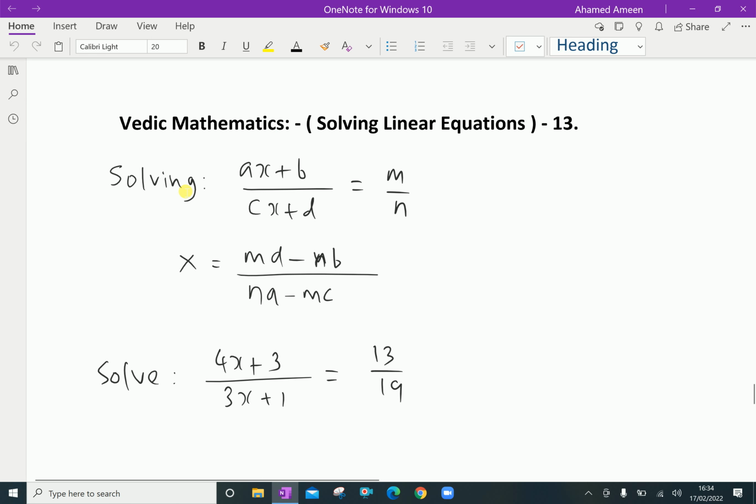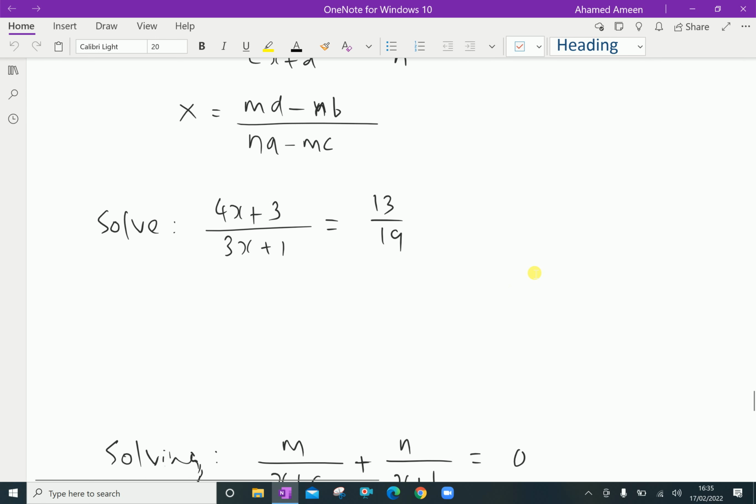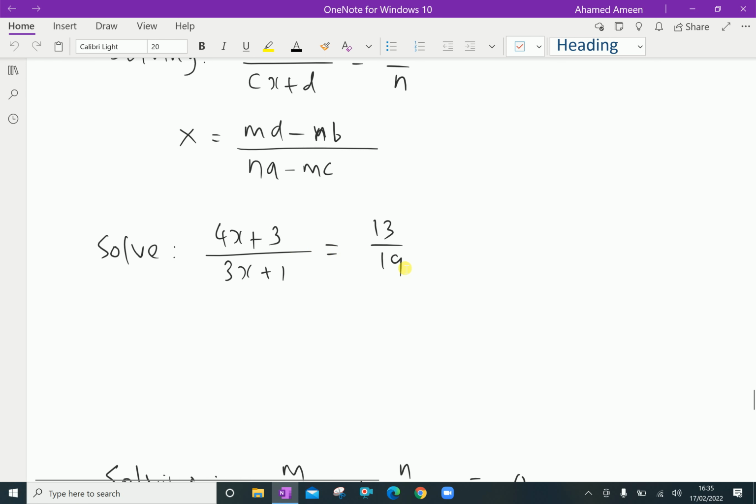For example, solving (AX plus B) over (CX plus D) equal to M over N. For this type of linear equation, the solution is X equals (MD minus NB) over (NA minus MC). By using this technique, we can solve this equation.